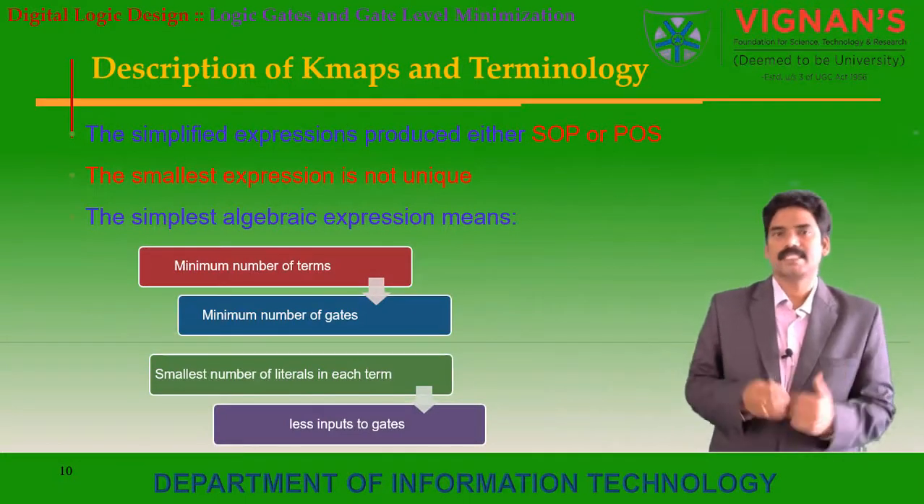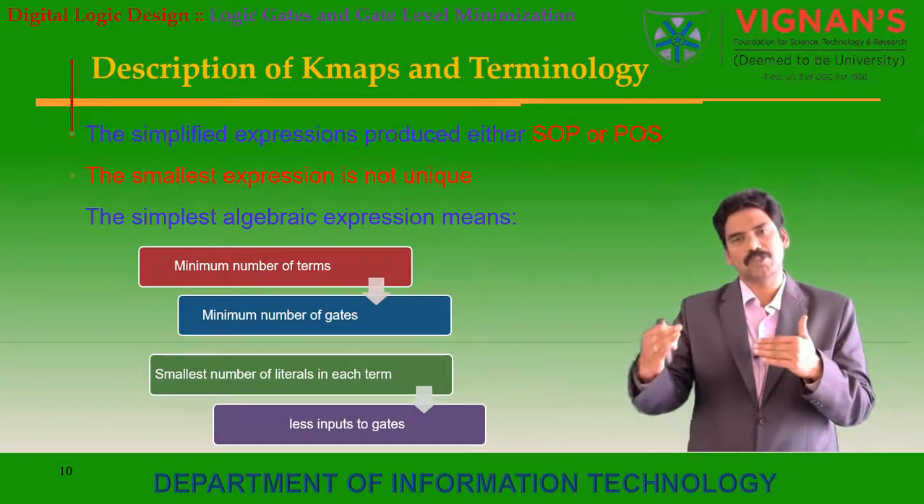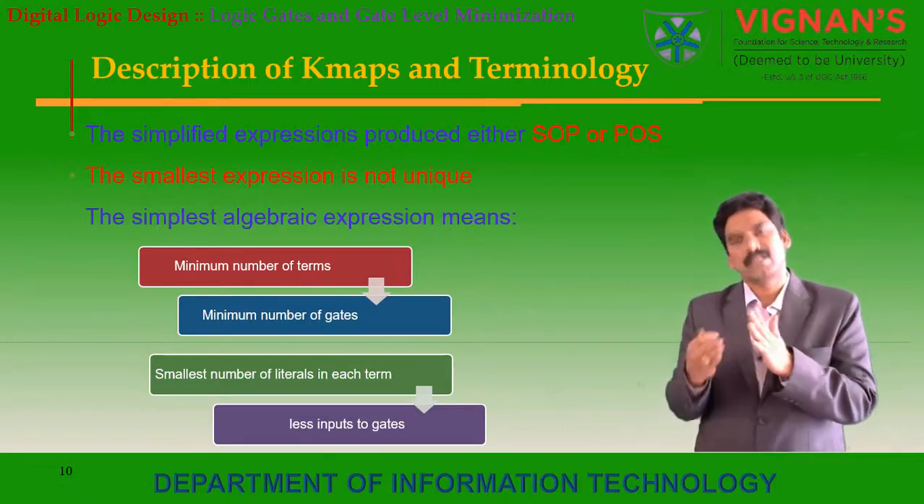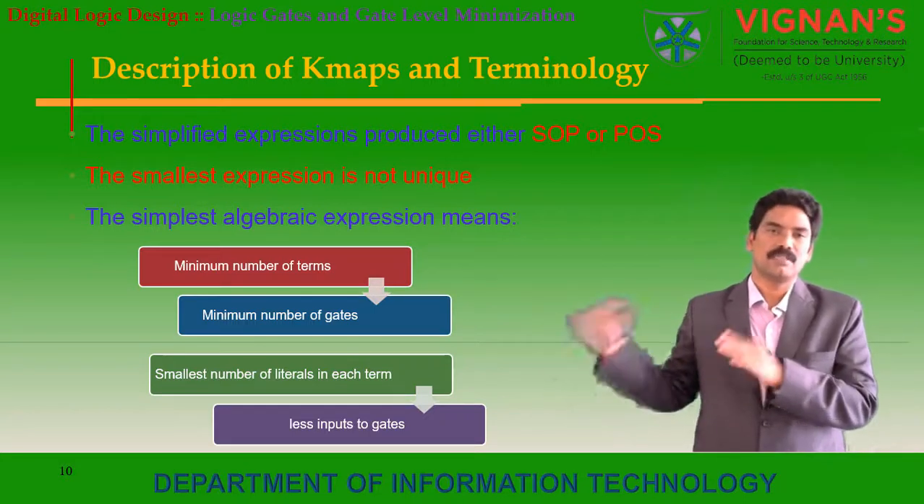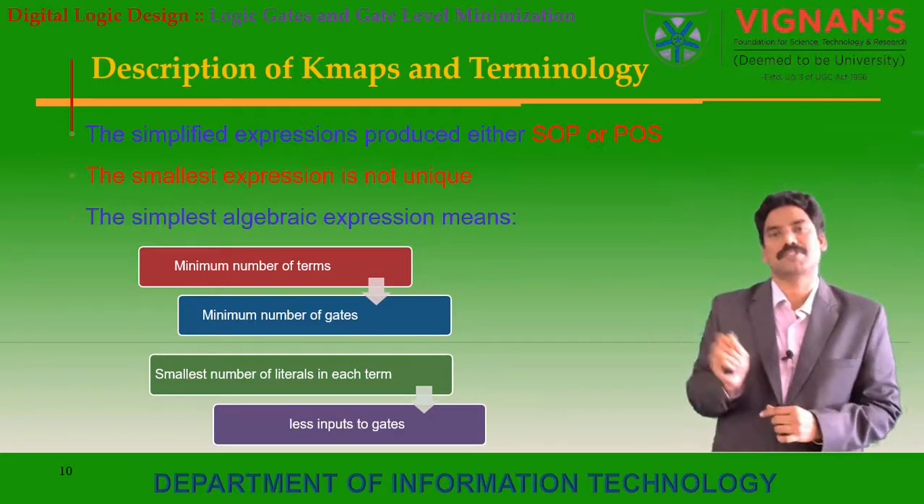And what is the advantage of this? The simplified expressions are produced by using the K-map method. The simplified expressions, in which form? Either SOP form or POS form. The smallest expression, and the simplified expression is not unique.